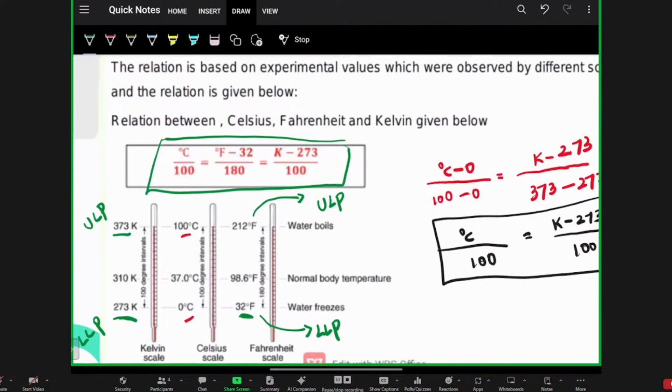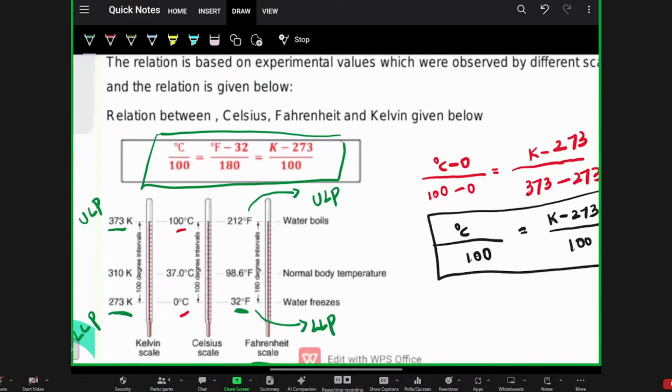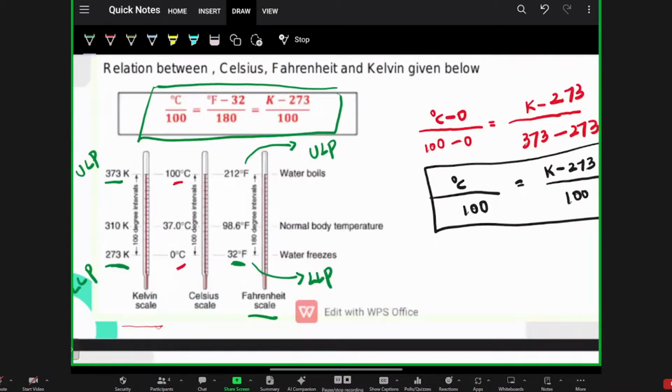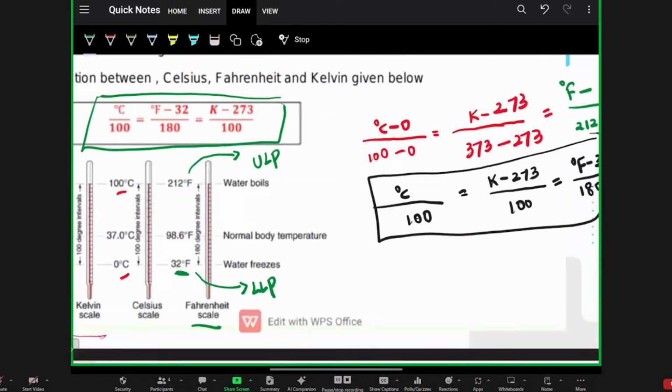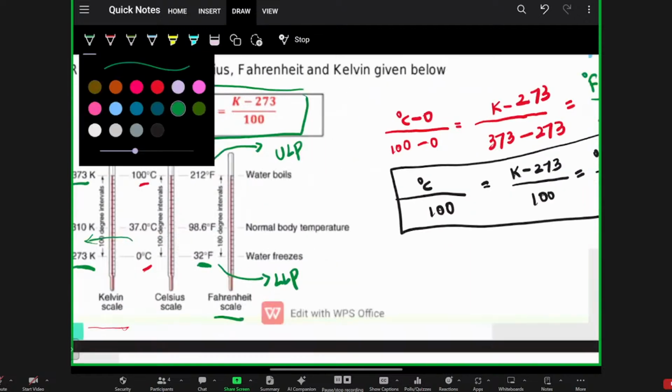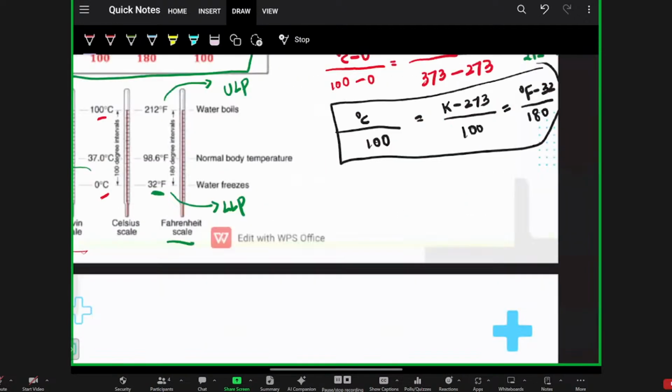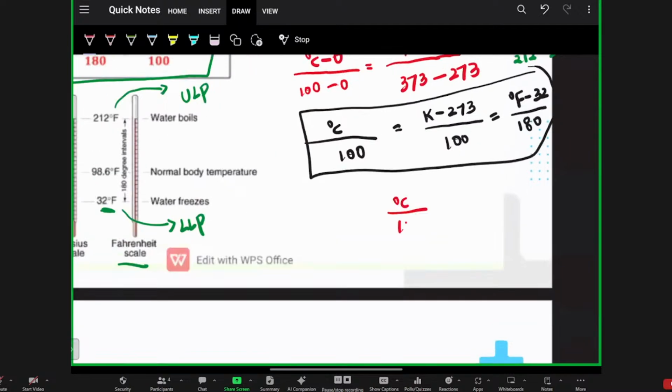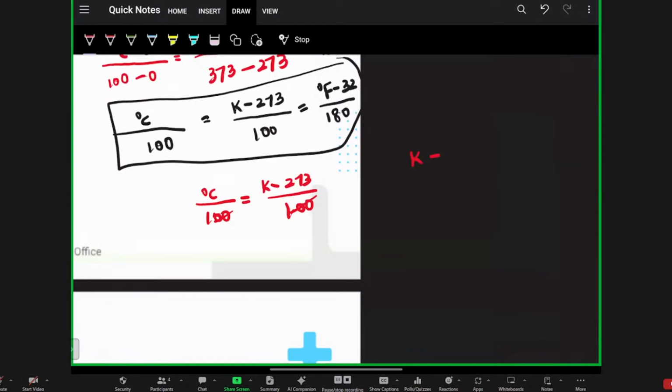If I want to convert 37 degrees Celsius to Kelvin, I can do it using this equation. I can separately take degree Celsius by 100, which is equal to K minus 273 divided by 100. So 100 I can cut, correct? So I will get Kelvin minus 273, which is equal to degree Celsius, and Kelvin is equal to degree Celsius plus 273. Clear?